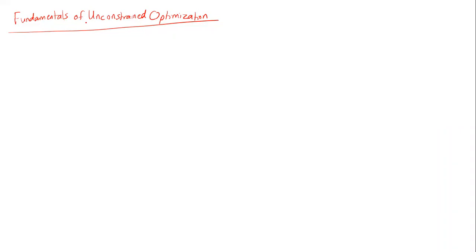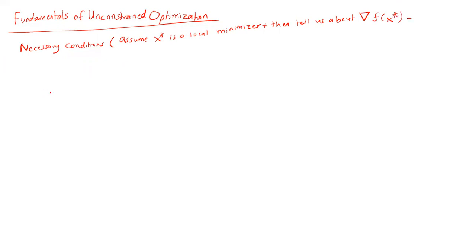So the idea with a local minimizer is essentially that it gives you the lowest value of your objective function among nearby points. And so there are going to be necessary conditions related to optimality, and there's also going to be sufficient conditions. And so necessary ones are going to be ones that assume X star is a local minimizer, and then tell us things about the gradient of f at the optimal point and potentially the second derivative matrix or Hessian as well at that optimal point.